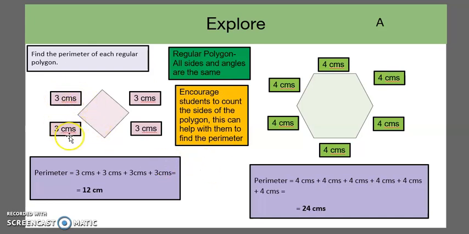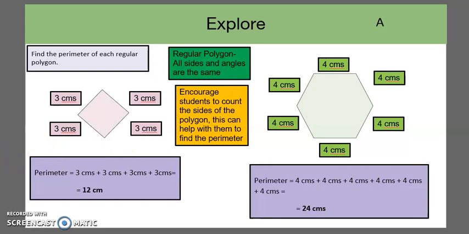So here is just an explanation. We can have students put the information in the boxes below, and we end up getting 12 centimeters for the perimeter of this quadrilateral. Do the same thing over here. We know that each of the sides is 4 centimeters, and there are 6 sides. We can have students determine what type of polygon we're working with, and because they're all the same side, we want to encourage them to understand that these two examples are regular polygons, giving us an answer of 24 centimeters.